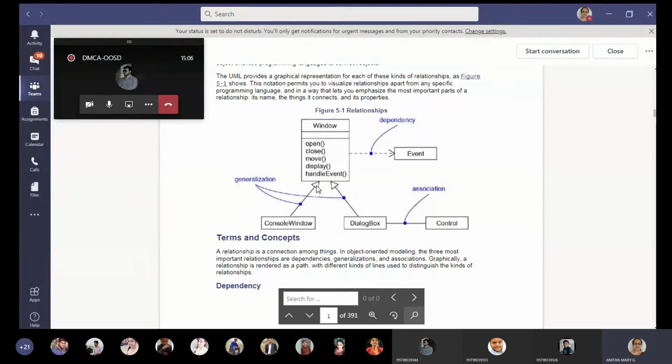Here they have given a generalized diagram where they wanted to show the maximum relationships in this example. This example has a window class, and its operations are open, close, move, display, handle event. There are other classes called event, control, dialog box, console window. Since you are able to see many classes, this diagram is called a class diagram.